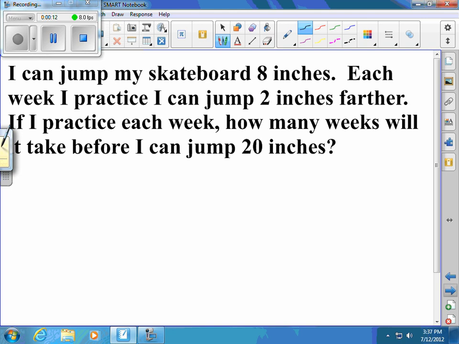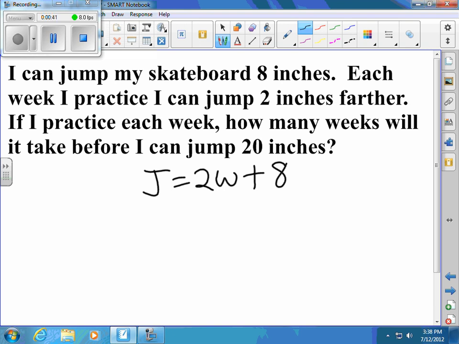I can jump my skateboard 8 inches. Each week I practice, I can jump 2 inches farther. So if I wanted to know my jump distance, that would be equal to 2 inches times the number of weeks that I practice. I'll use W to represent weeks, plus the 8 inches that I can jump without any practice.